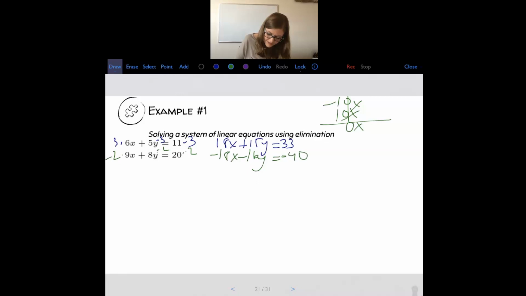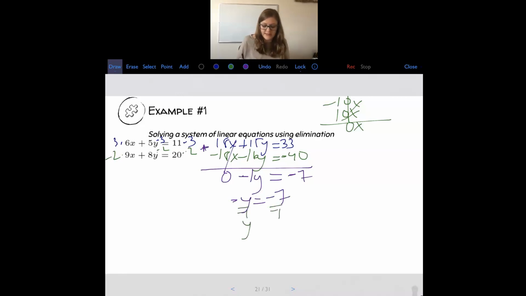So now what I do is I add the two equations. 18x minus 18x, these cancel to give me 0. 15y plus negative 16y is negative 1y. We still have an equal sign. We're just adding these up. We still have the left and the right. 33 plus negative 40 is negative 7. So I'm left with negative y is equal to negative 7. Divide both sides by negative 1. y is equal to 7.